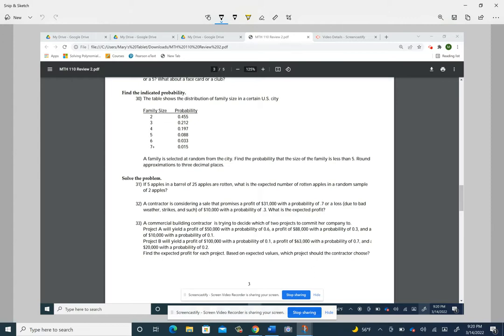Number 30 says a family is selected at random from the city, and we want the probability that the size of the family is less than 5. And the chart that you see has the family size with the probabilities that were determined empirically, right? So less than 5, that means it can't be 5. So you would just add up these, take the 0.455, the 0.212, and the 0.197, and add those three together.